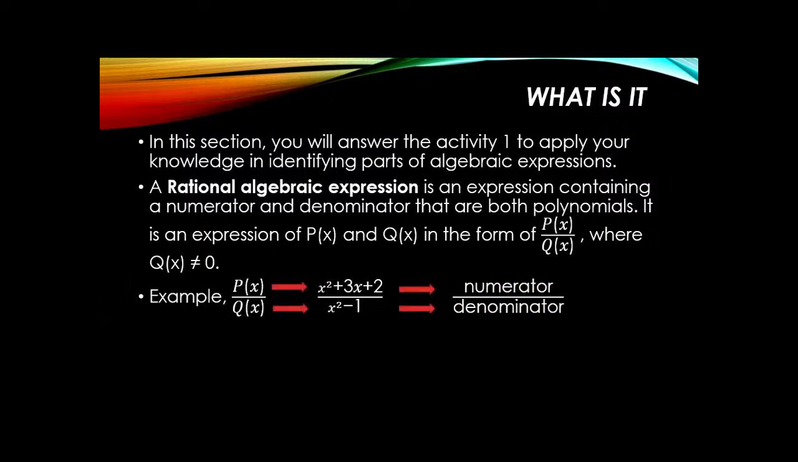So, example, p of x. X squared plus 3x plus 2 mao na atong numerator. Q of x, mao na ang x squared minus 2 ang atong denominator. Where x is not equal to 1 and negative 1.